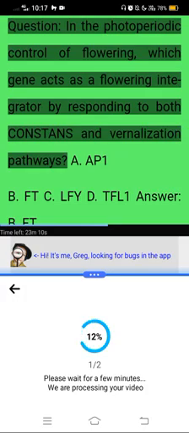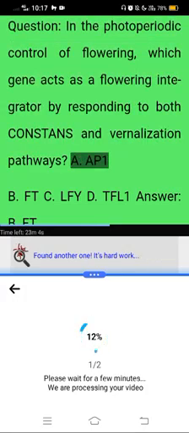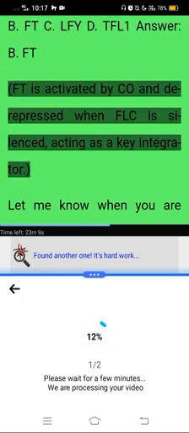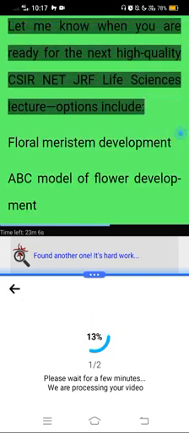Question. In the photoperiodic control of flowering, which gene acts as a flowering integrator by responding to both constans and vernalization pathways? A, AP1; B, FT; C, LFY; D, TFL1. Answer. B, FT. FT is activated by CO and repressed when FLC is silenced, acting as a key integrator.